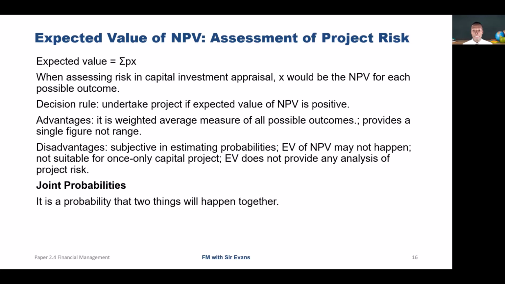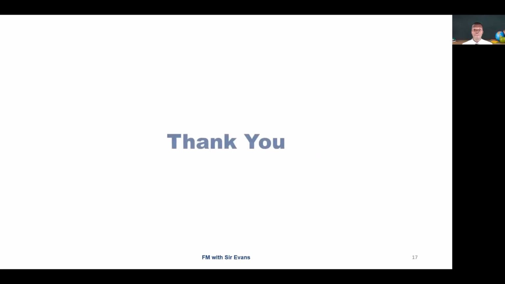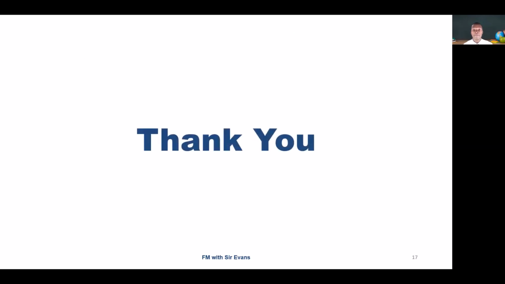Then we go to joint probability, which is the probability that two things will happen together. So the probability of A and B will be the probability of A multiplied by the probability of B. This is the joint probability that both A and B will happen. Probability of A is the probability that A will happen, and B is the probability that B will happen. So this refers to the investment appraisal methods we engage in.